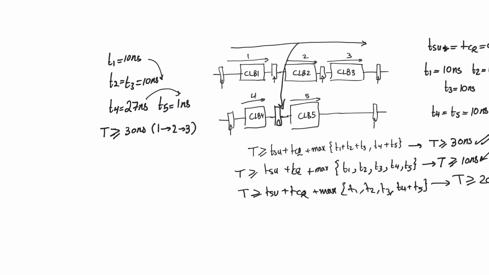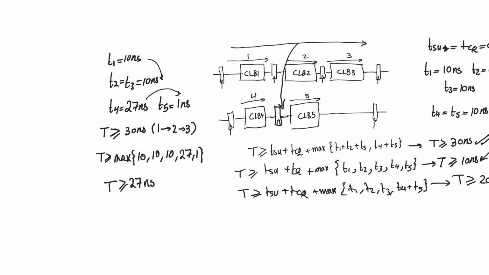Now, after performing internal pipelining, on the other hand, T will be greater than or equal to T setup plus TCQ, which is 0, plus the maximum of 10, 10, 10, which are T1, T2, and T3, 27, and 1, which are T4 and T5. So T will be greater than or equal to 27 nanoseconds, which is an improvement over 30 nanoseconds, but certainly not the threefold improvement we observed when all the paths were originally equal. So whether or not we get a huge benefit from internal pipelining depends on where you did the internal pipelining.